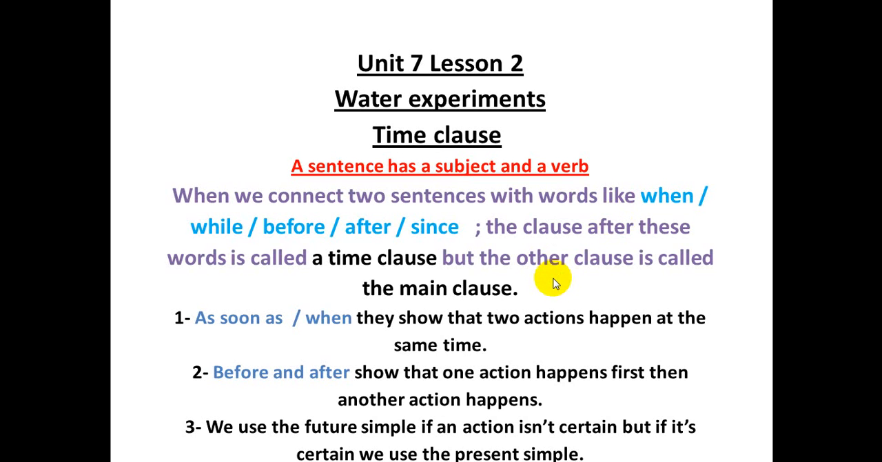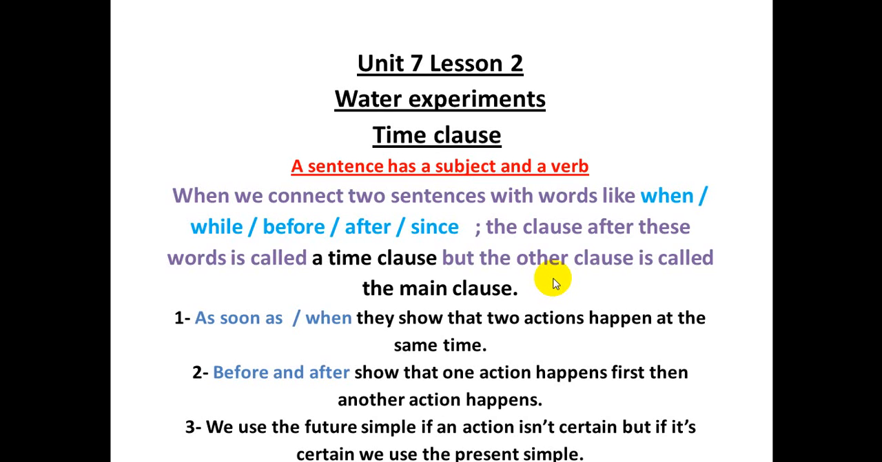Number one, as soon as and when show that two actions happen at the same time. Number two, before and after show that one action happens first, then another action happens. Number three, we use the future symbol. What is the future symbol? The future symbol is will plus the verb, or verb 1, or infinitive. Like will go, will study, will play, will come, will start.